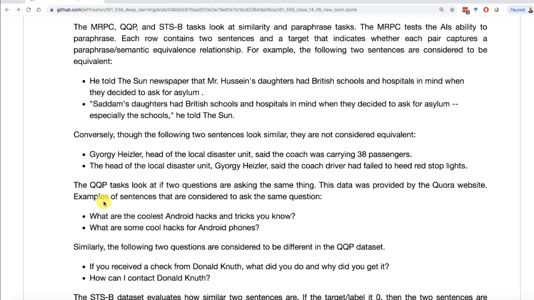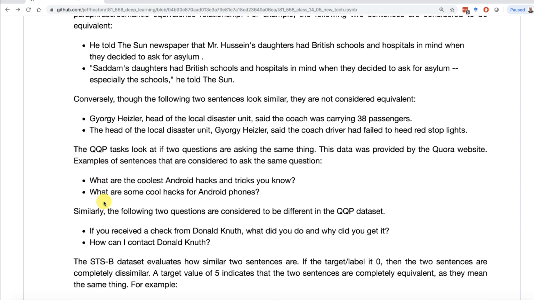QQP is Quora Question Pairs. These are looking at, are 2 questions asking the same thing? "What are the coolest Android hacks you know?" "What are some cool Android hacks?" So these 2 are equivalent. "If you receive a check from Donald Knuth, what did you do with it when you got it?" "How can I contact Donald Knuth?" Those are 2 completely separate questions.